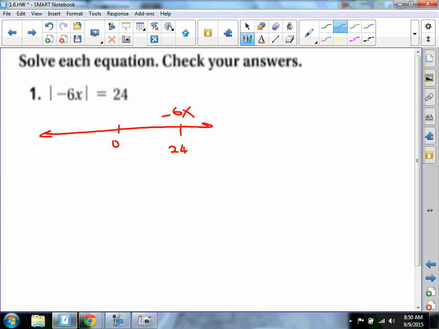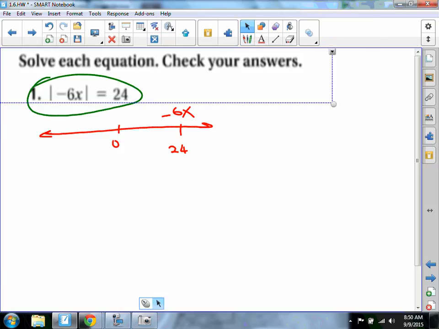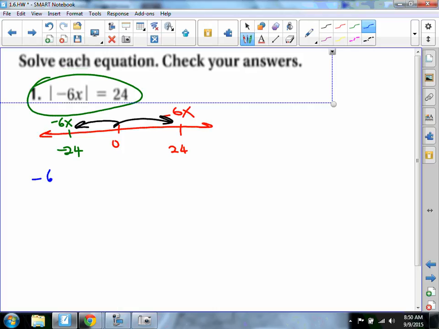Some of you might have realized when I set these up, I got to set up two equations. Yes, you do. And the reason for that is this expression here also says that negative 6x is 24 units away from 0 on the number line, which has two different ways. We could go 24 units that way or 24 units that way. So the deal is we set up two equations. Negative 6x equals negative 24, so x equals 4. Negative 6x equals 24, so x equals negative 4.